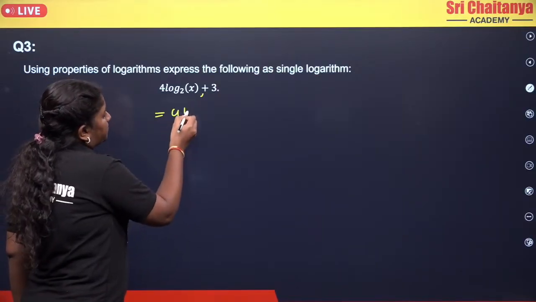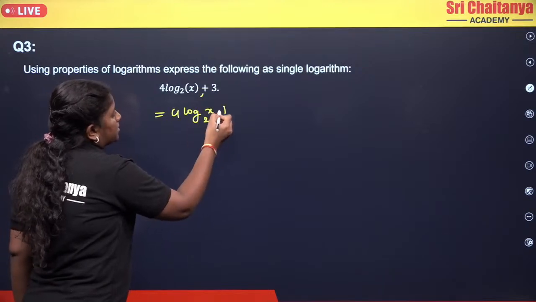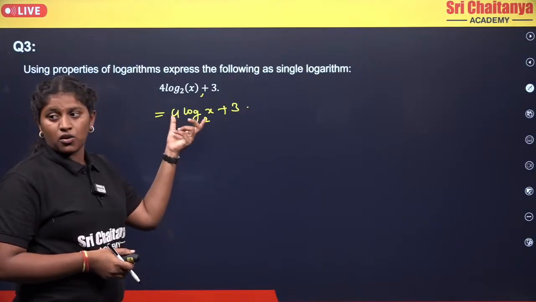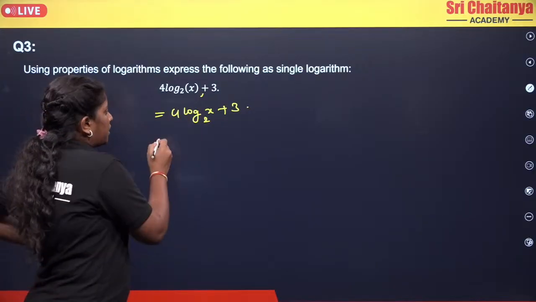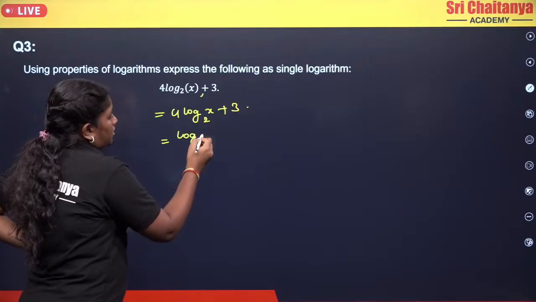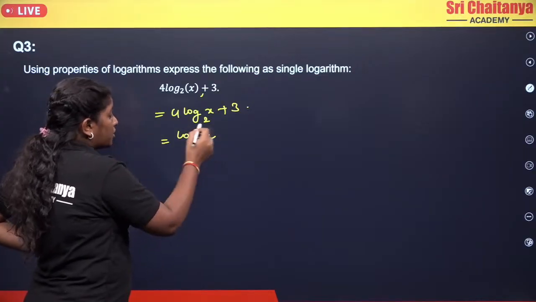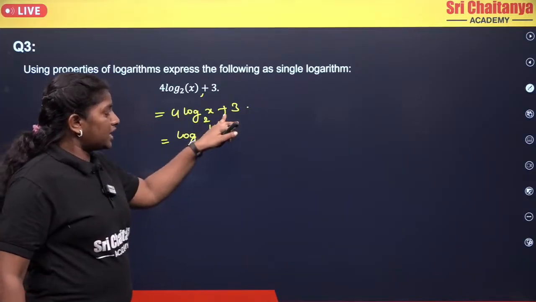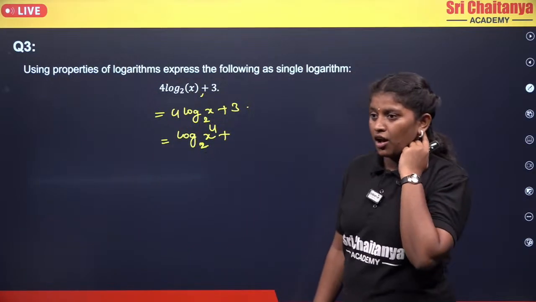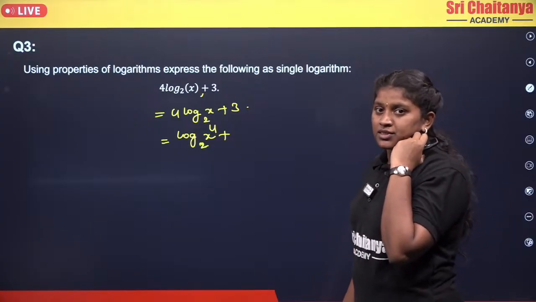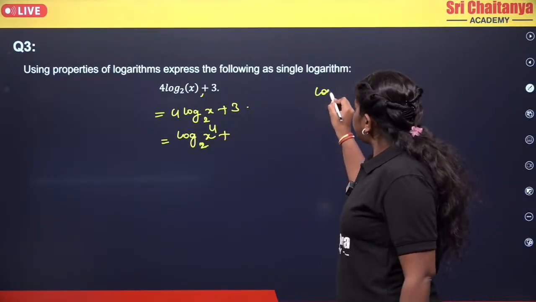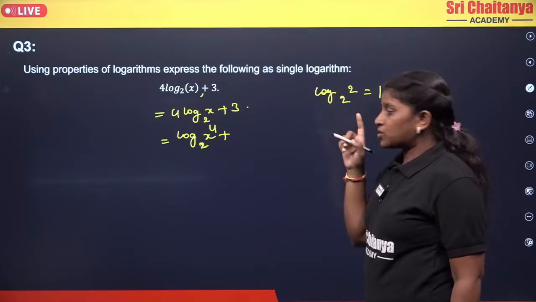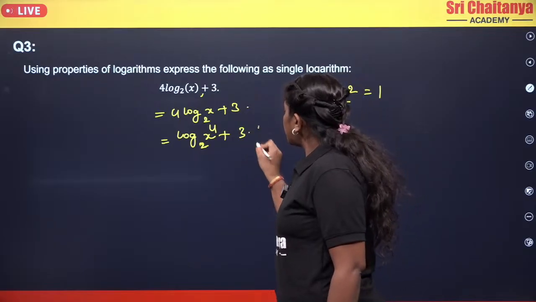Now it can be written as 4 log x to the base 2 plus 3. Now what we will do for the first term is take x log a, so you will get log a to the power x, which is log 2 of x⁴ plus, how can we write the 3? So any idea how we can write the 3? I think I have told you that log 2 to the base 2 will be 1, right? So I can write my 3 as 3 into 1.